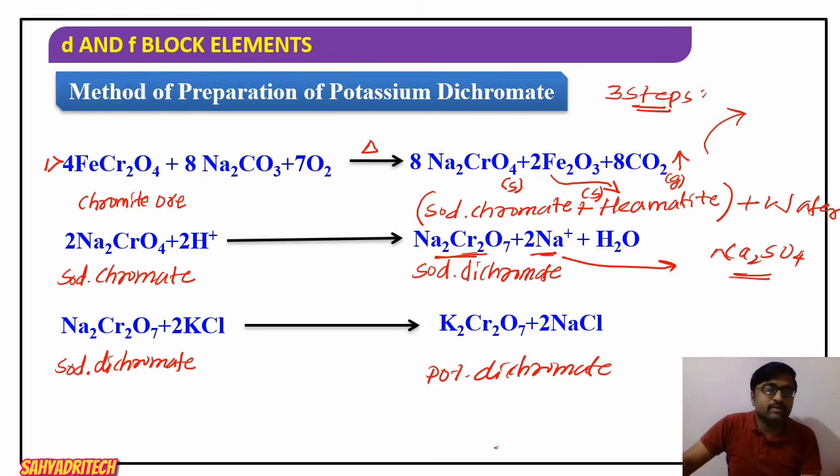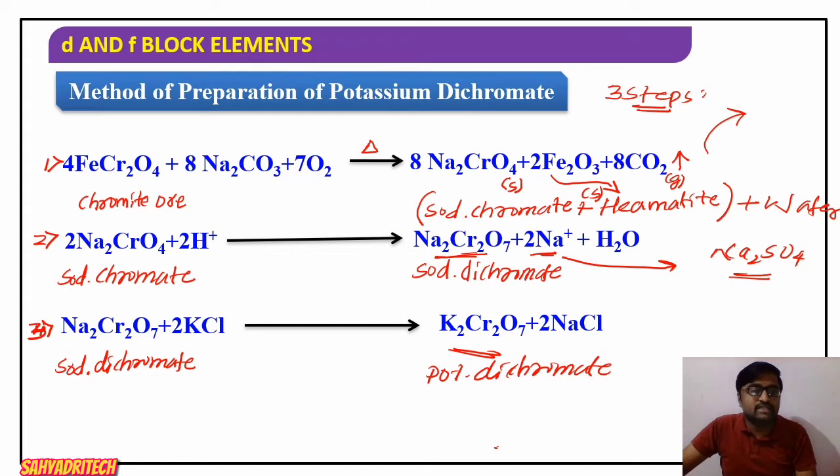So in the first step, when you pass a stream of air to a mixture of finely powdered chromite ore with sodium carbonate, sodium chromate is formed. Chromate, when treated with mineral acids like sulfuric acid, gives sodium dichromate. And in the third step, sodium dichromate, when treated with the calculated amount of potassium chloride, gives rise to potassium dichromate. This is the preparation of potassium dichromate. Please remember the reactions involved in the preparation.